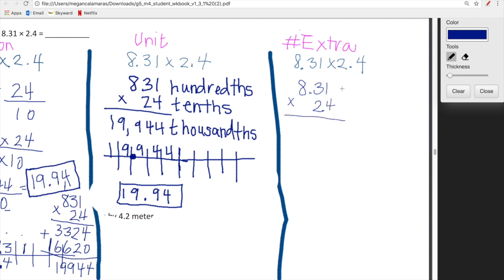We're going to multiply, we're going to, Georgie. Oh, I was right, sorry.